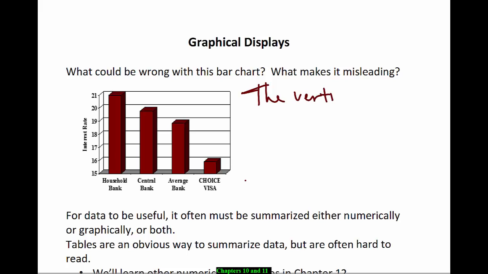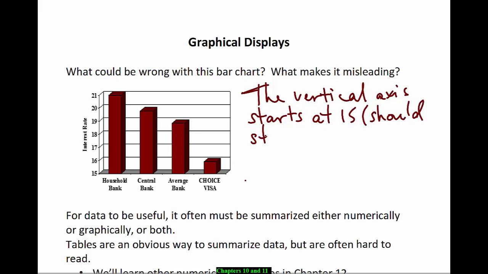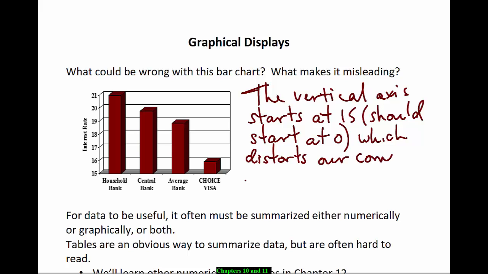So the vertical axis starts at 15 when it should start at 0, which distorts our comparisons. Hopefully by the end of us discussing graphical displays, you'll be keenly aware of some of these pitfalls to avoid.